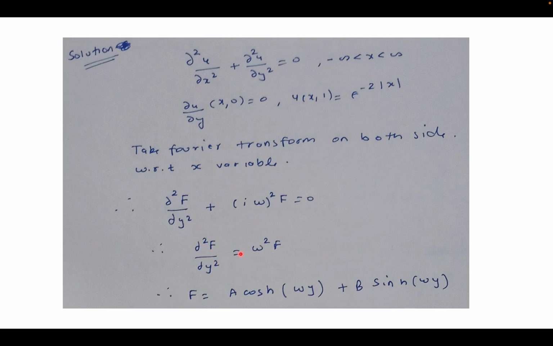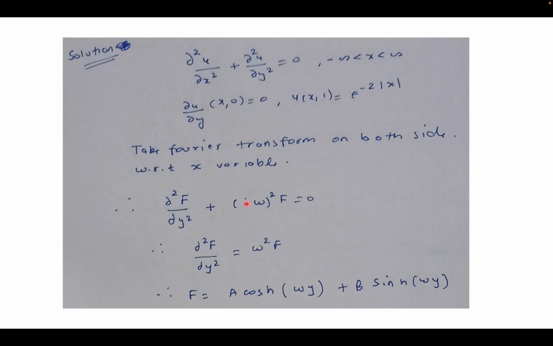Okay, where I have first taken the Fourier transform on both sides in terms of variable x, and then I have written the form of f, right? So now what you need to do is just calculate these two constants a and b, and then you will get your function f, right?